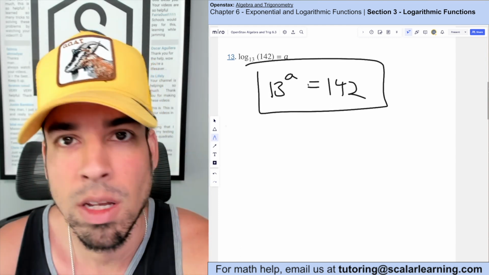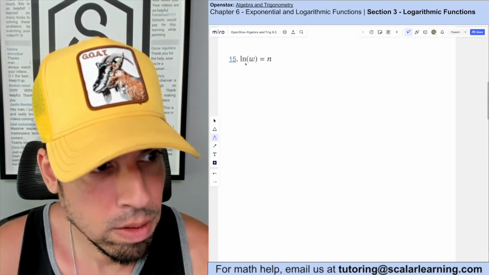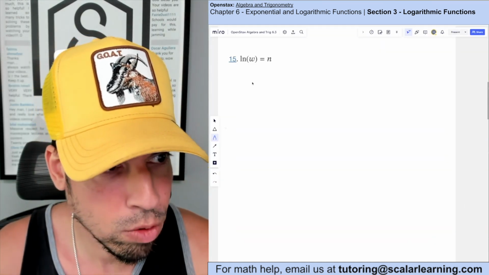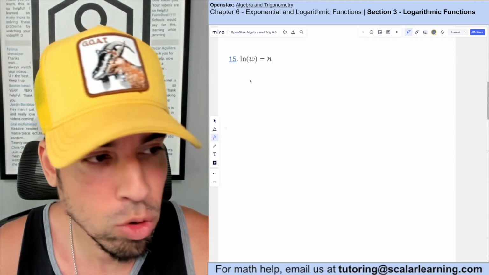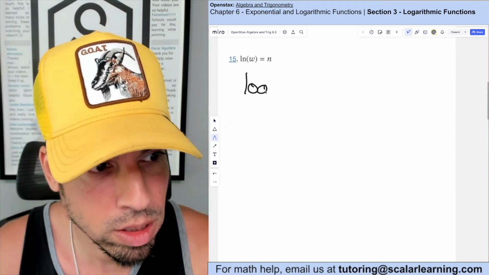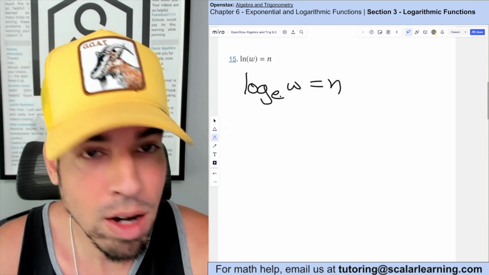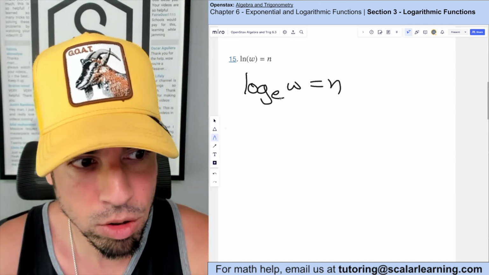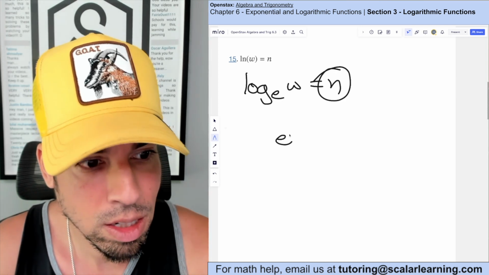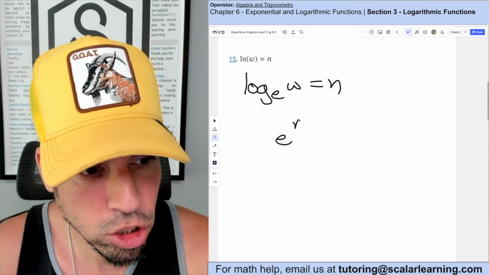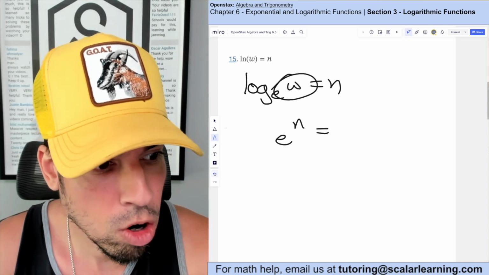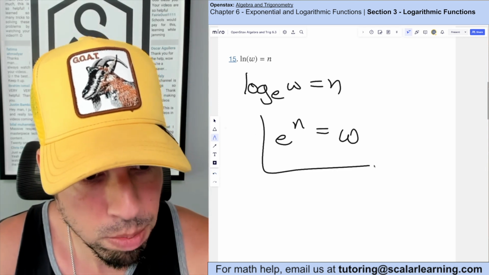There it is. Done. For this one, we start by finding the base of this logarithm, but it's not really there because it's natural log. But we remember natural log is the same as log base e, and then of w equals n. So now we know the base. Natural log, it's e, but now it's written out. So we say e to this power, what's on the other side of the equation, to the n power equals the argument of the logarithm, which is w, boom, done.